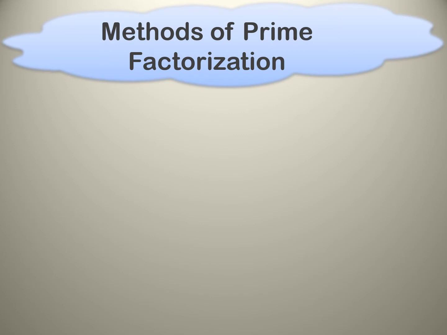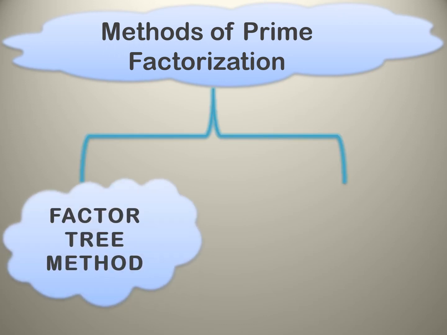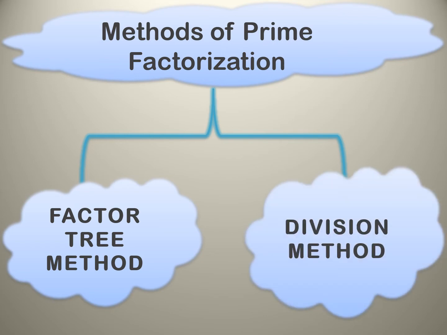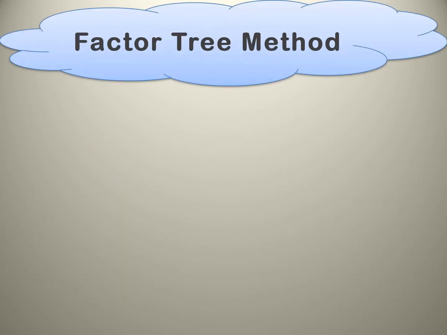Our next topic is methods of prime factorization. There are two methods to find the prime factorization of a given number. The first is factor tree method and the second is division method. Let us learn them one by one. Number 1. Factor tree method. Question number 1. Using the factor tree method, find the prime factorization of the following. Question number A. Find the prime factorization of 20.